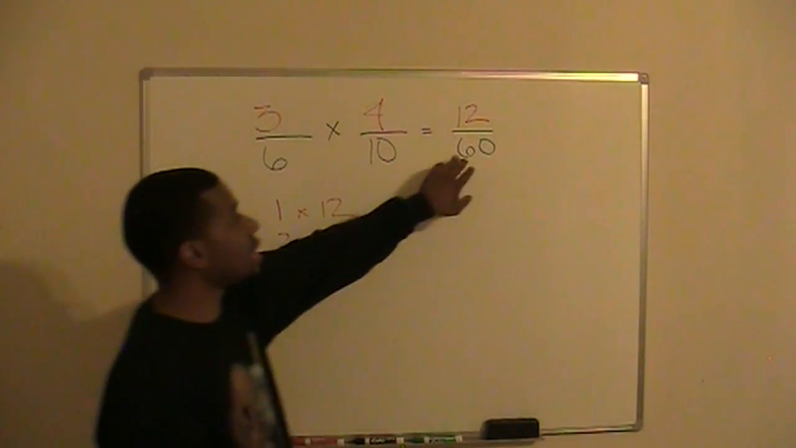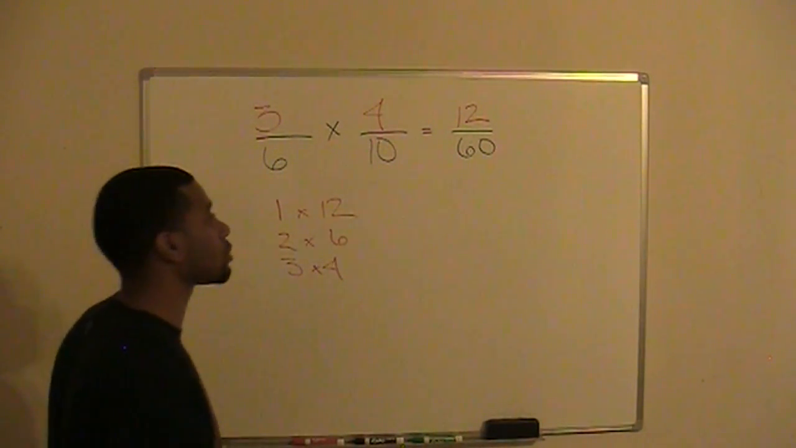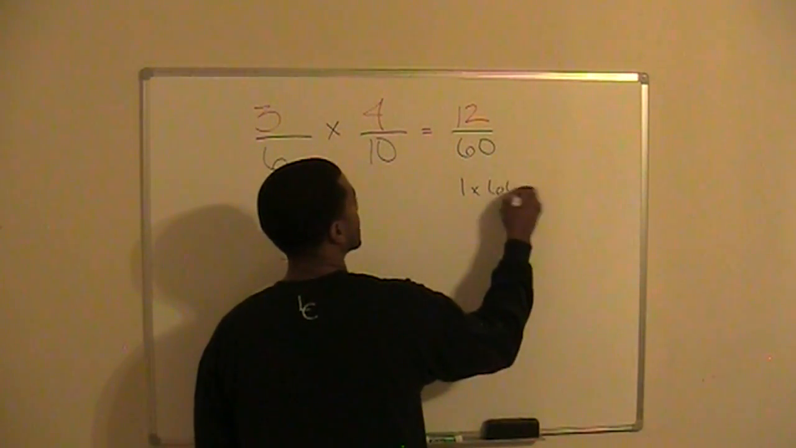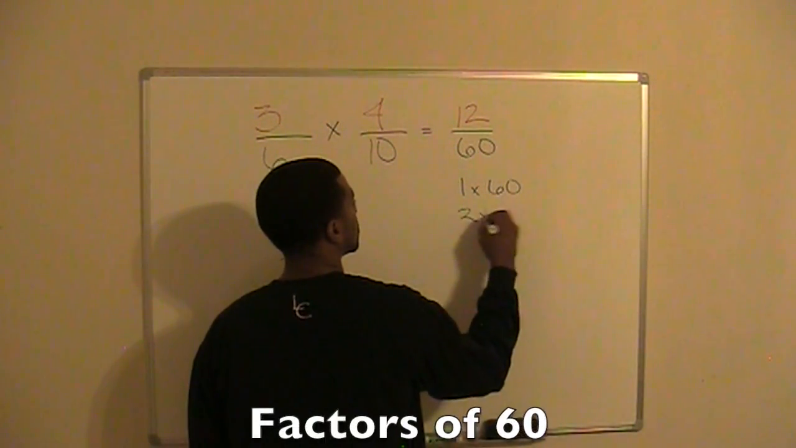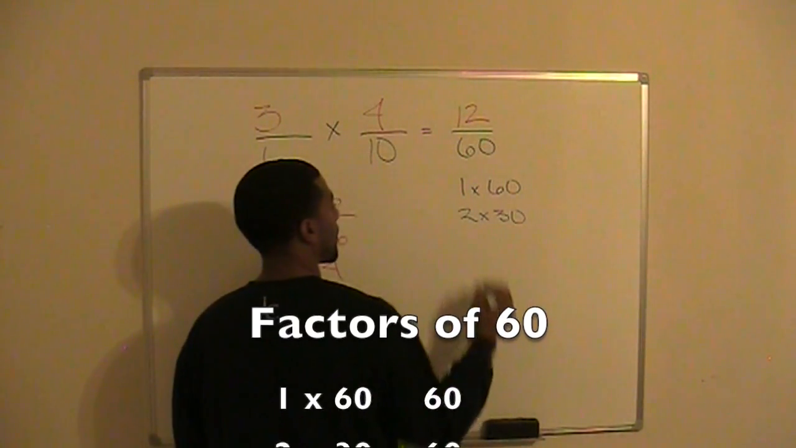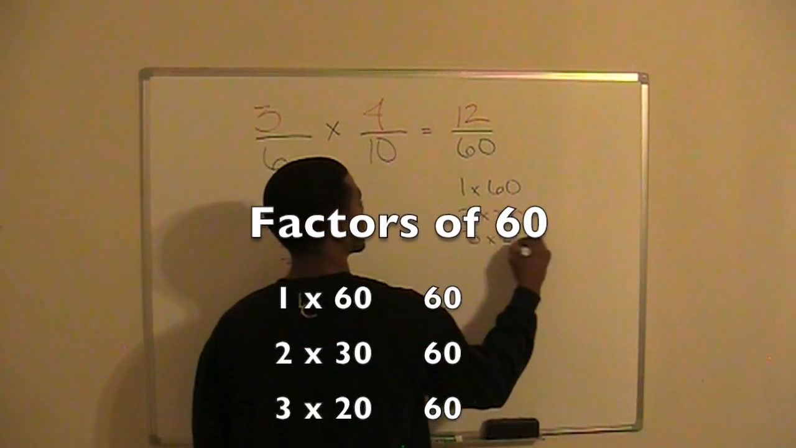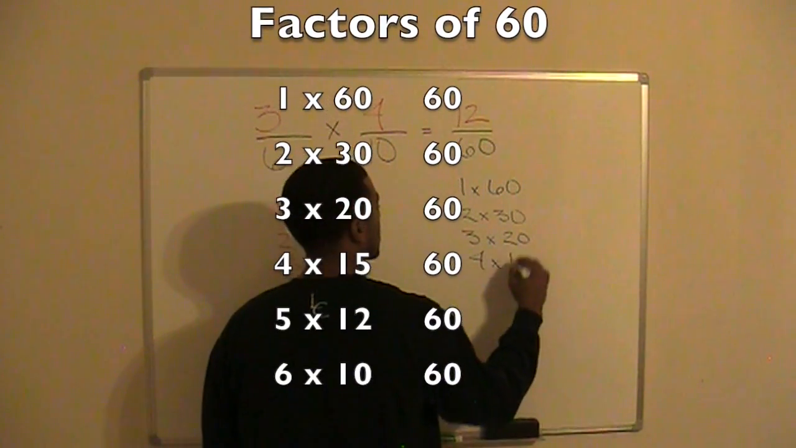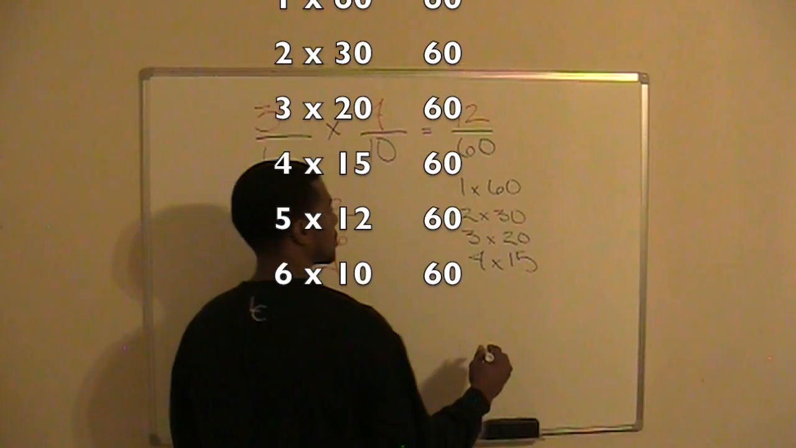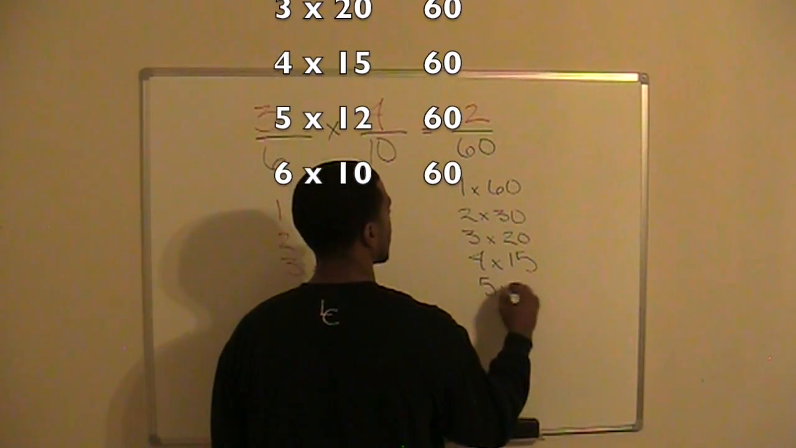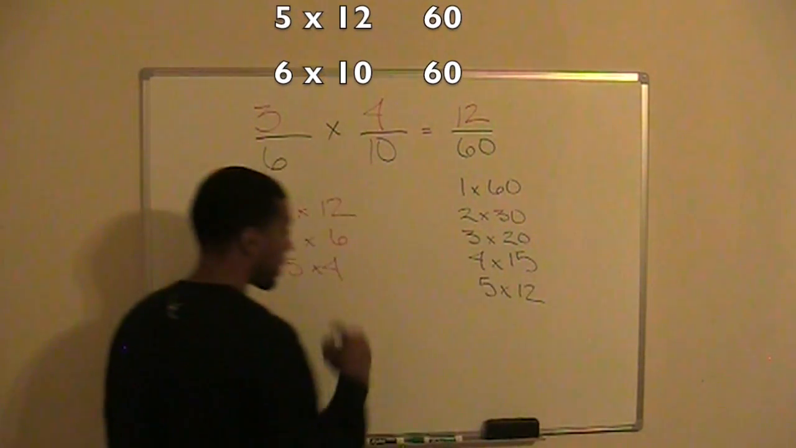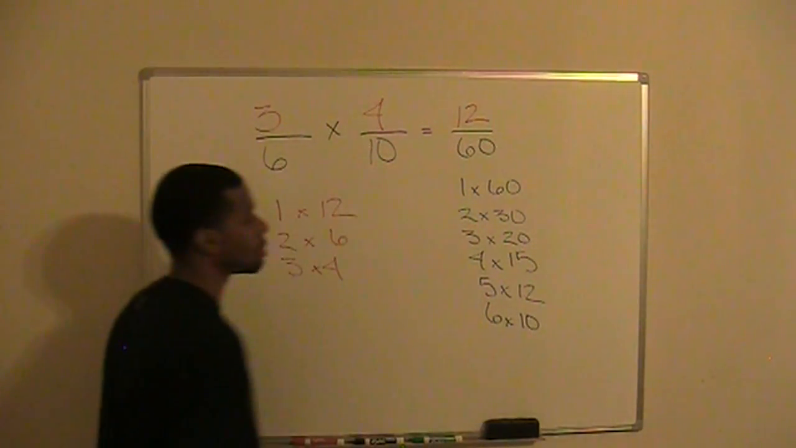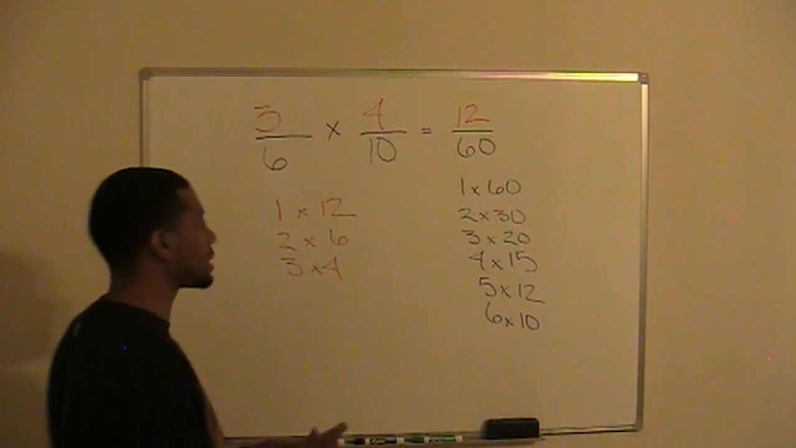Now I have to go to the denominator and get the factors for that number. Start with 1. 1 times 60. 2 times 30. 3 times 20. 4 times 15. 5 times 12. 6 times 10. Those will be my factors for 60.